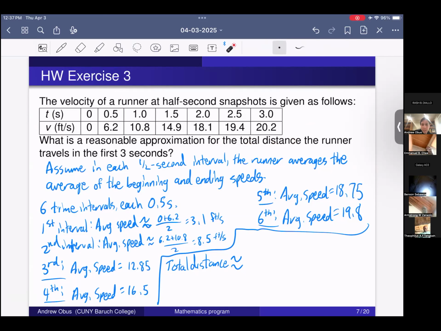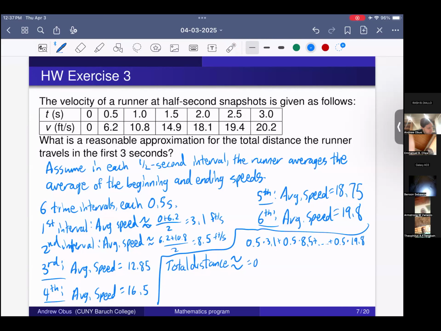At this point, the best we can do is just estimate. The average speed over the first interval, for instance, is 3.1 feet per second. If we multiply it by the time, which is half a second, then that's how far the runner's gone in that first interval. And how far does the runner go in the first 3 seconds? It should be the sum of the distance traveled in all six of the intervals. So the total distance here should be approximately 0.5 times 3.1 plus 0.5 times 8.5 plus all the way up to 0.5 times 19.8.